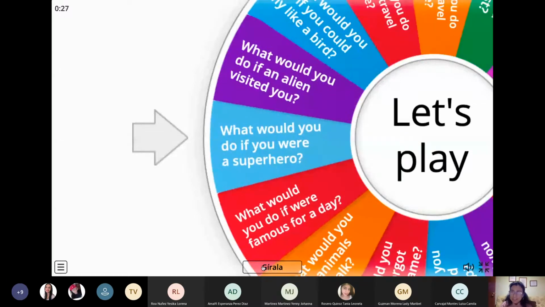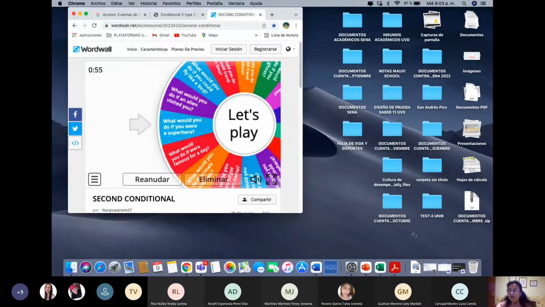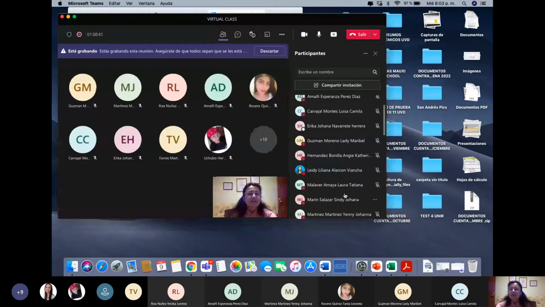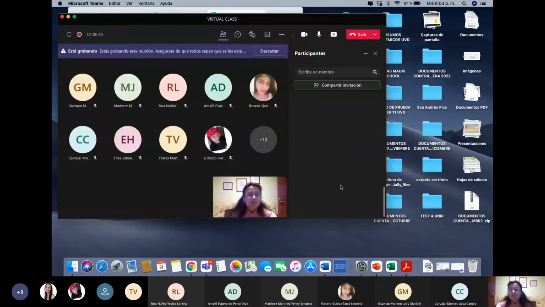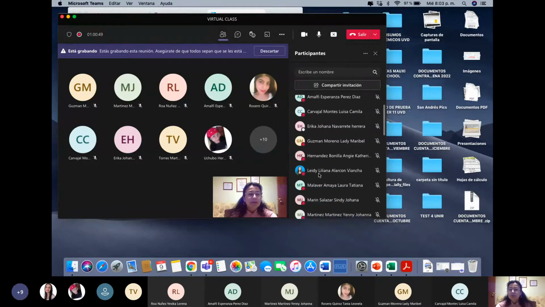And the question is, what would you do if you were a superhero? What would you do if you were a superhero? Entonces tú tienes que empezar. Si yo fuera un superhéroe, if I were a superhero, complete the sentence. I would, I could, imaginary situations. Who's able to complete the sentence? ¿Quién nos va a ayudar a completar la oración? If I were a superhero, I what?